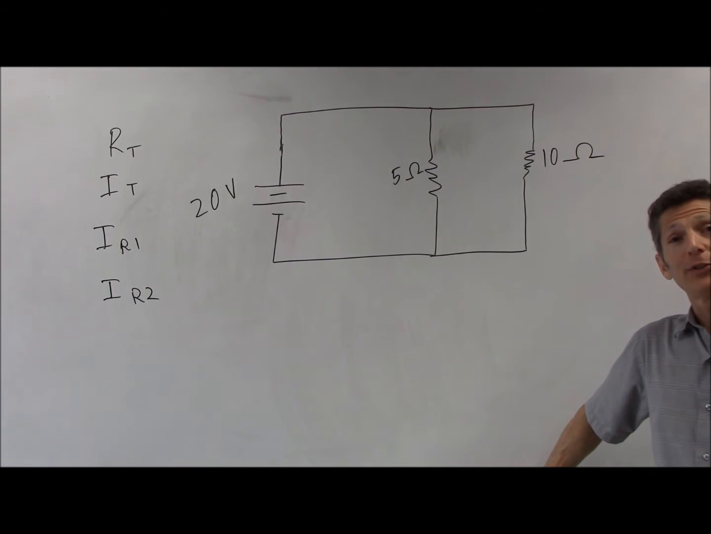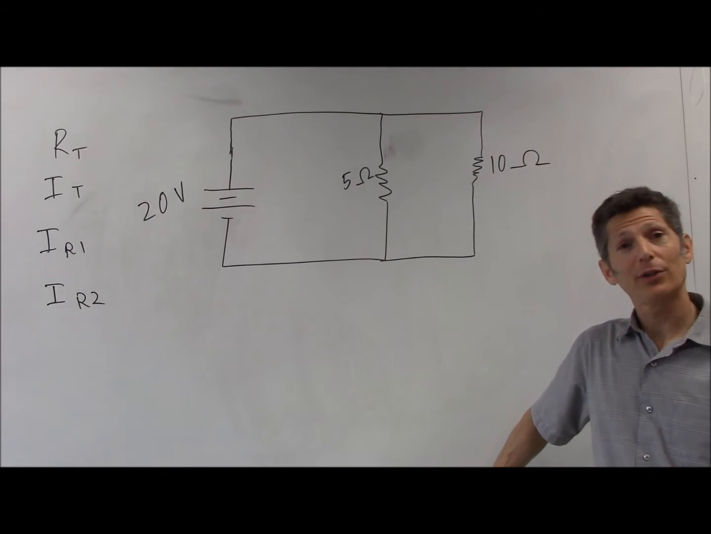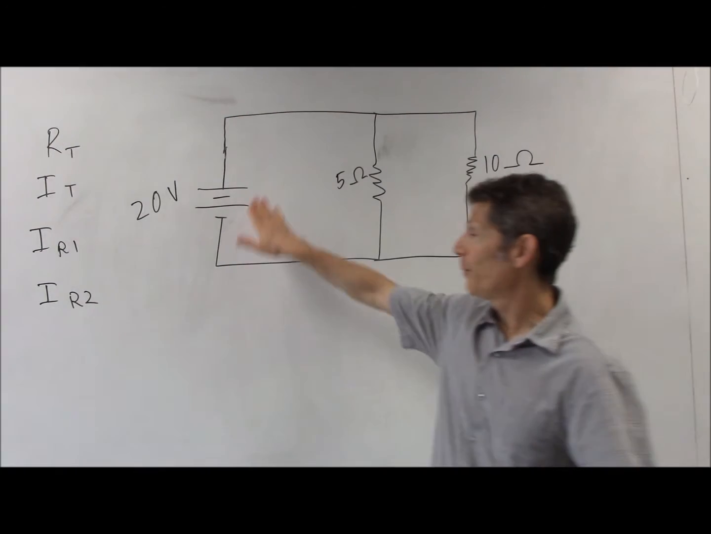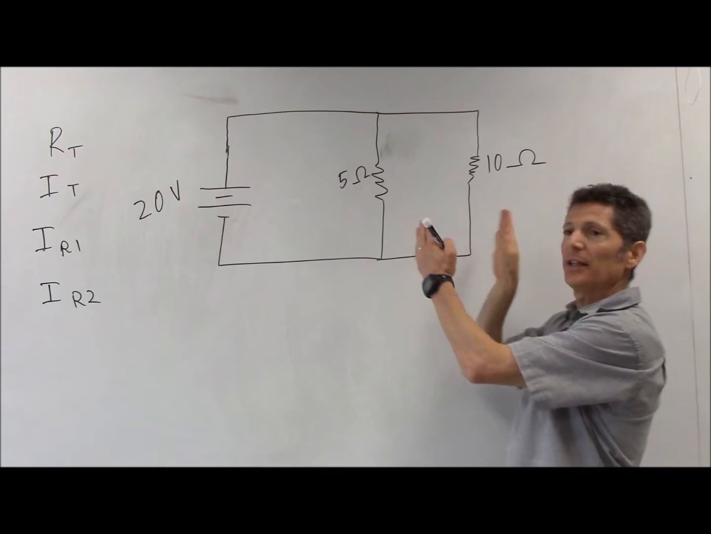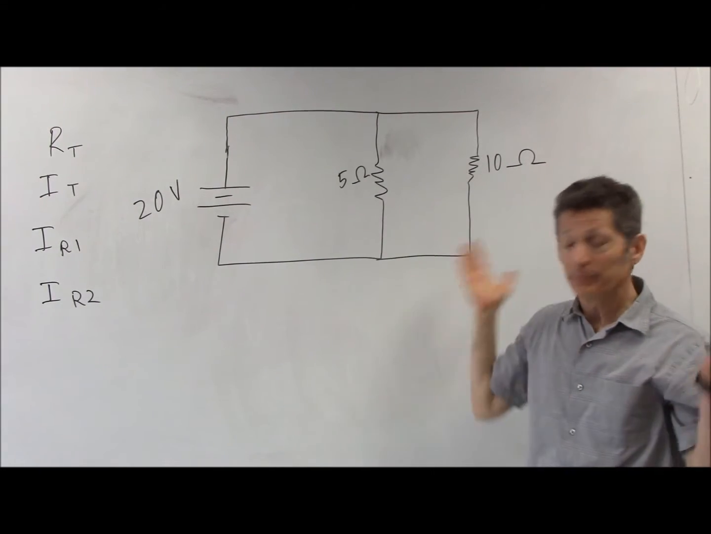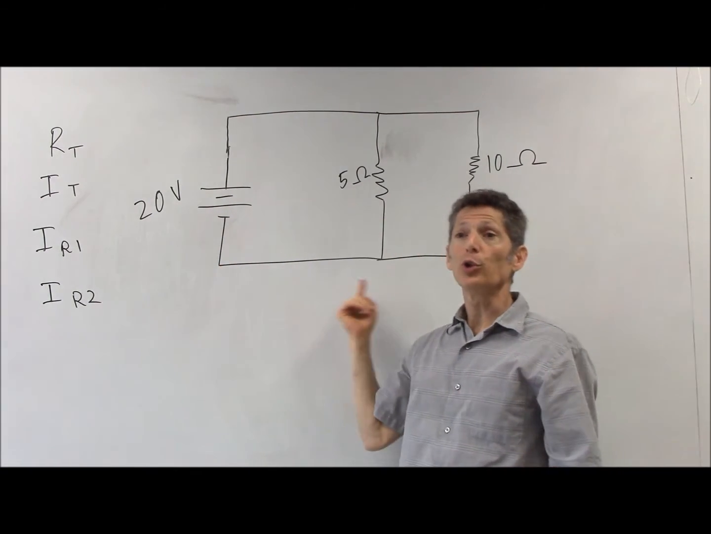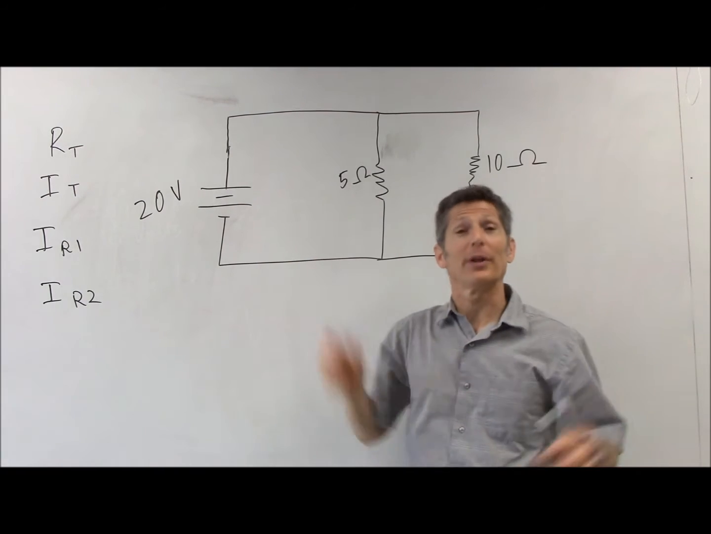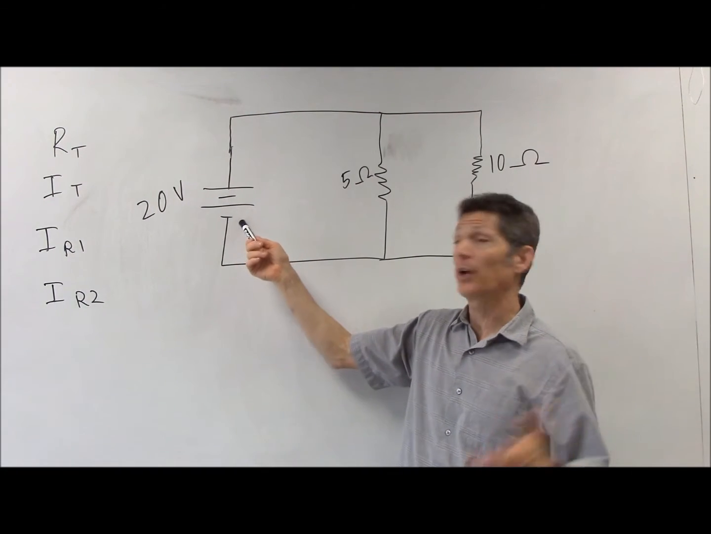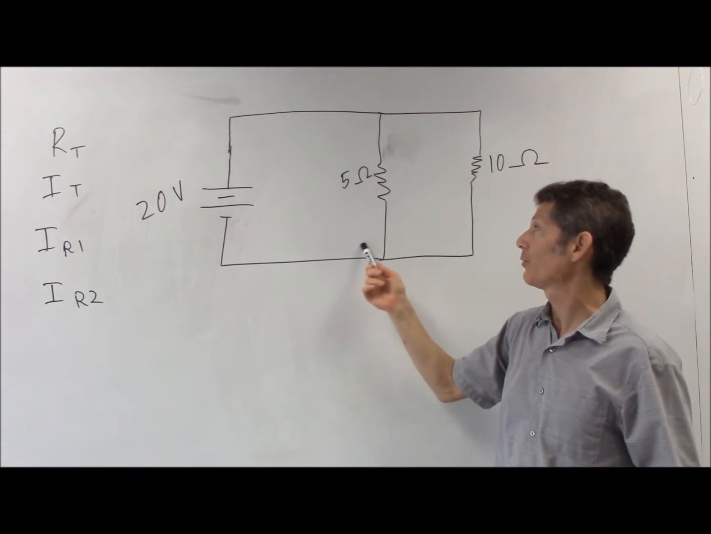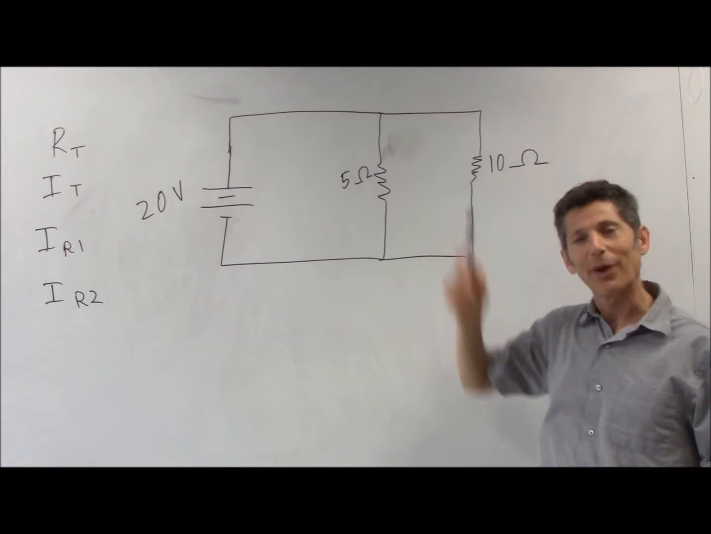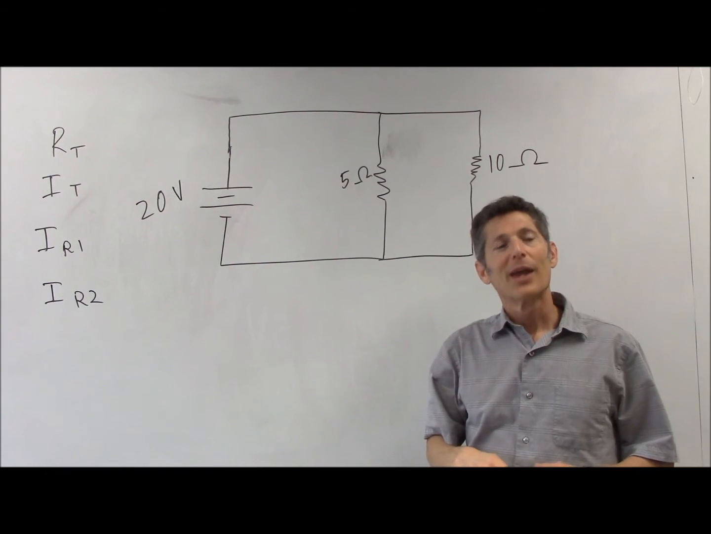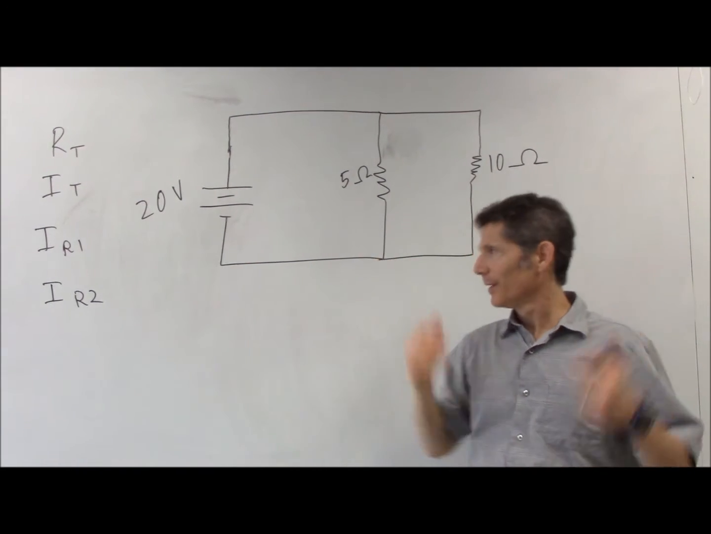This is a parallel circuit, and I'm going to do some calculations with this. So here I have my 20-volt battery, and I have 2 resistors, and they are wired in parallel. There's more than one loop for the electrons to flow. Some of the electrons, as they leave the battery, might flow up this path, and some are going to flow up that path.